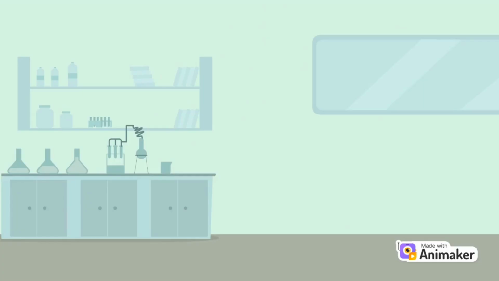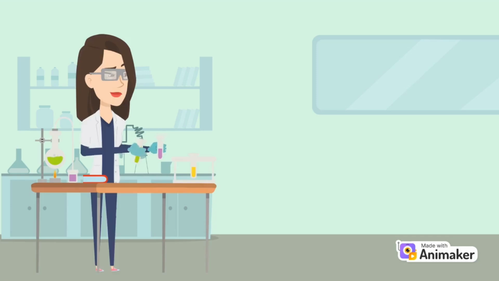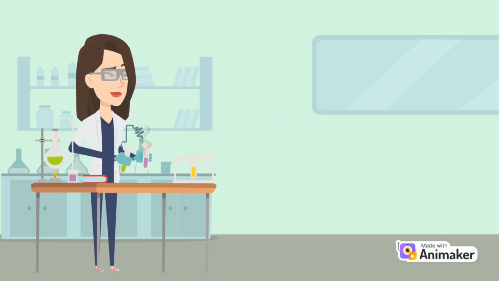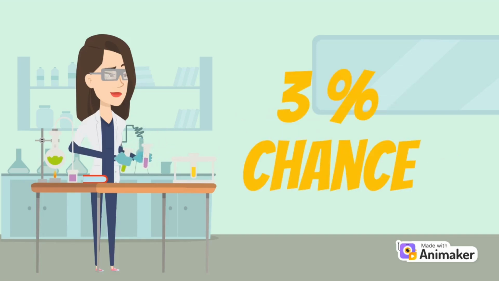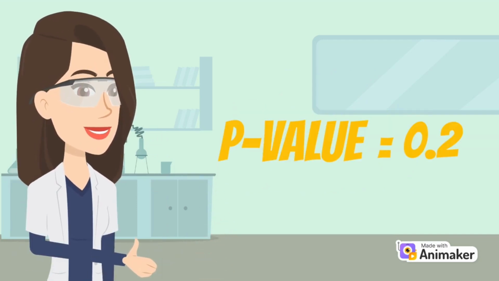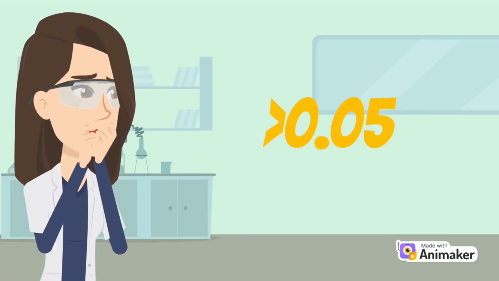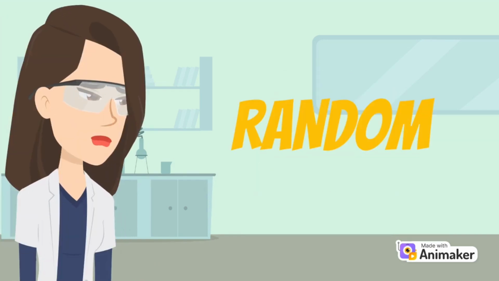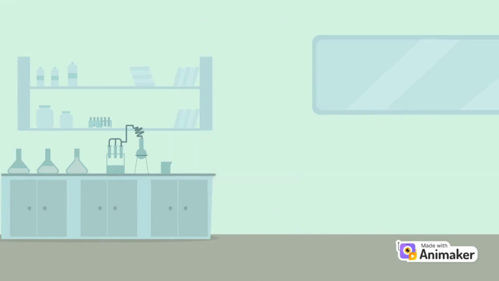Let's turn to an example. Imagine you're testing a new drug's effectiveness. If your p-value is 0.03, meaning below 0.05, it suggests that there's only a 3% chance your results are random. That's promising. But if your p-value is 0.2, above 0.05, it indicates a 20% chance your results occurred by chance. You need more evidence to draw meaningful conclusions.